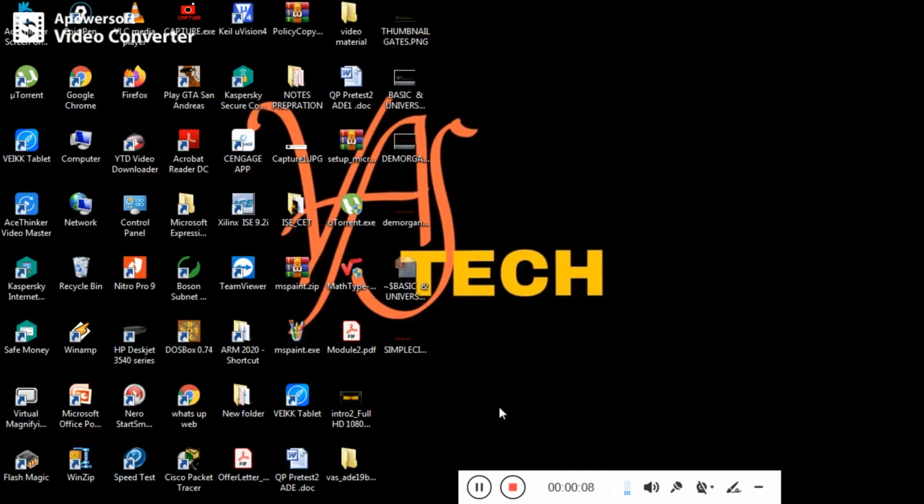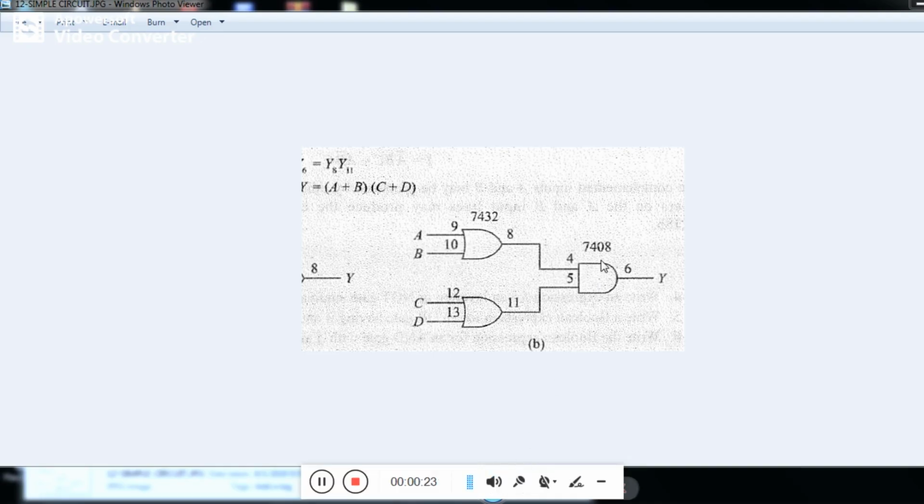How to draw a simple logic circuit from a logical expression. Here you can see the expression: y is equal to a plus b, a plus b into c plus d. For this expression, this is the circuit diagram. First we will see how we can draw the circuit diagram for this logical expression.